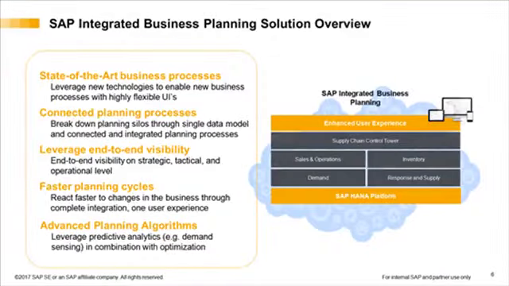SAP Integrated Business Planning as a cloud solution. A few years back, we decided to refresh the supply chain planning suite of products, and at that point of time, the main product was an on-prem product called APO, Advanced Planning and Optimization. We wanted to do several improvements, such as update the business processes and to be closer to those of S/4HANA. We also wanted to be more connected regarding the planning processes, leverage end-to-end visibility, enable faster planning cycles, and provide more advanced planning algorithms than those that we had in the past.